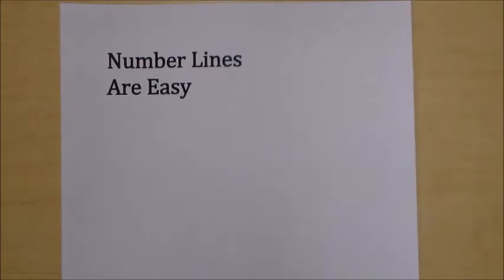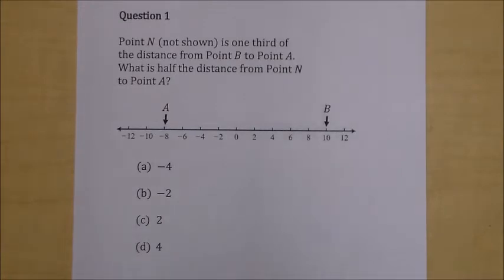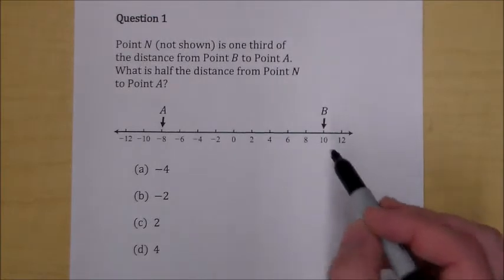Okay, number lines are easy. Let's get to work. Question 1. Point N, not shown, is 1/3 of the distance from point B to point A. So from point B going to point A, 1/3 of the distance.